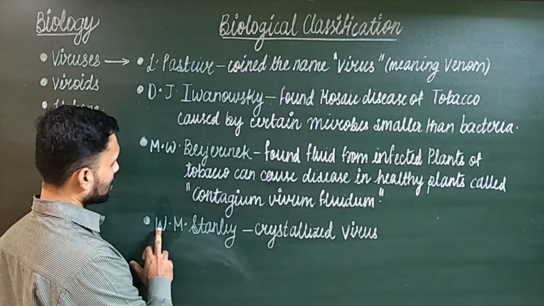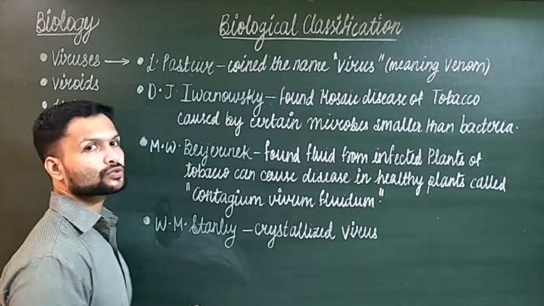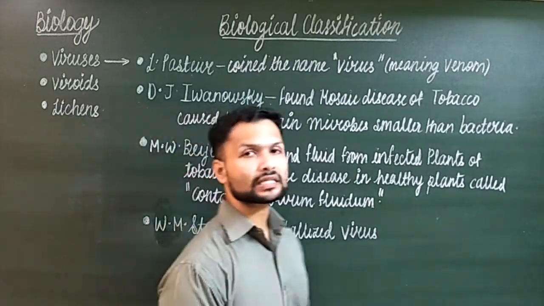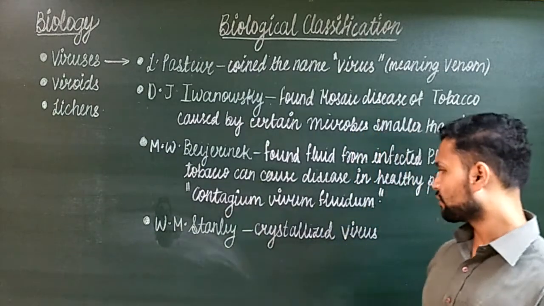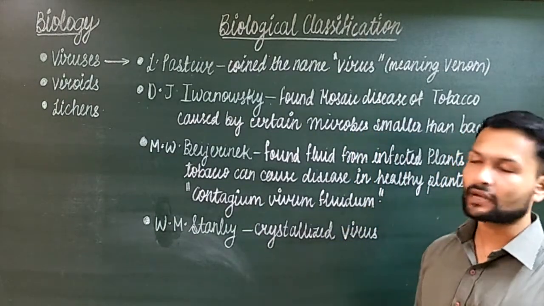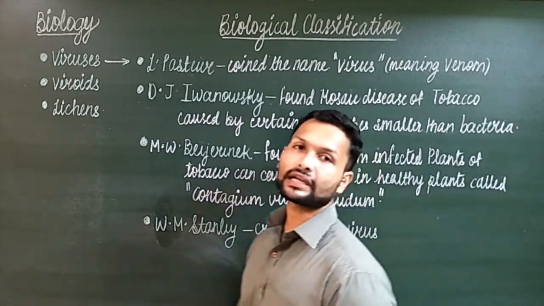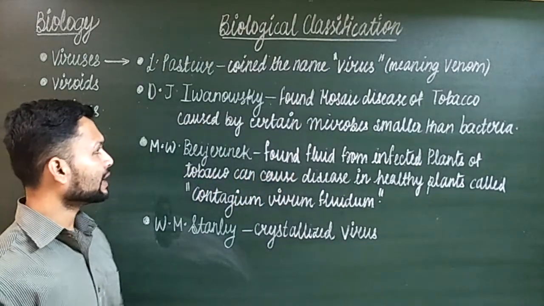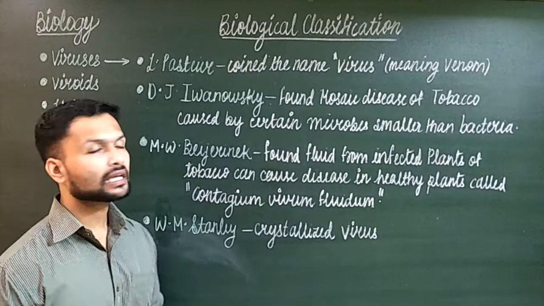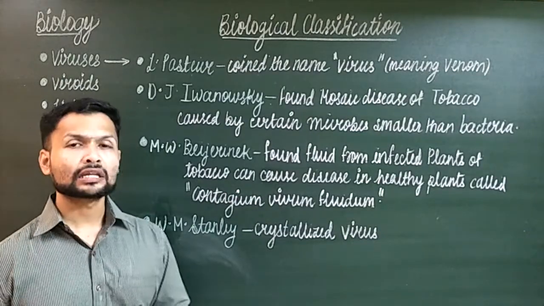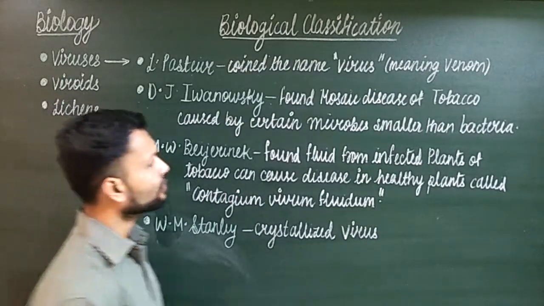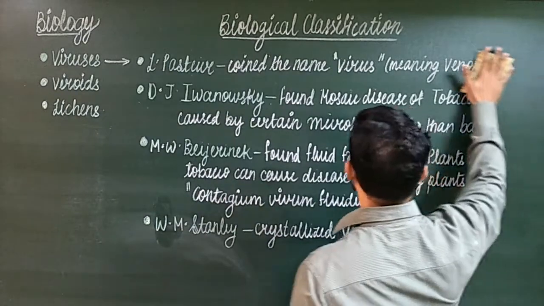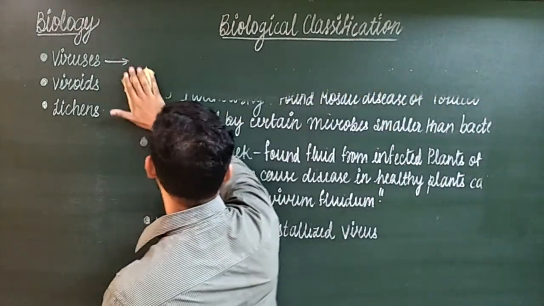Next one, W.M. Stanley was the first one who isolated these viruses, and that too in crystalline form, and he also said that these are obligate parasites. Okay, so these were some of the findings, or rather how these scientists came to know about the viruses. We will see some of the features of viruses. So what are actually viruses, let's see that.